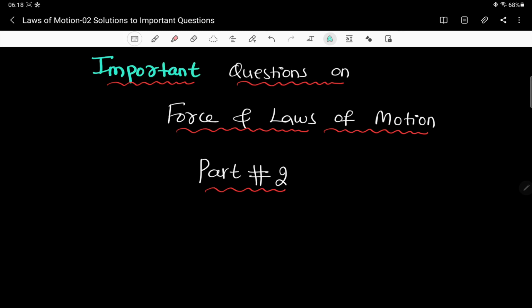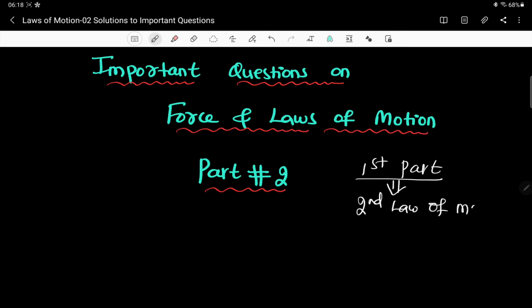In this video, we'll discuss some of the important questions on the chapter Force and Laws of Motion, and it is the second part. If you haven't watched the first part, you can watch it in the playlist. In that, up to third law of motion, second law of motion numericals are over, and I have given a little bit of idea about third law of motion.